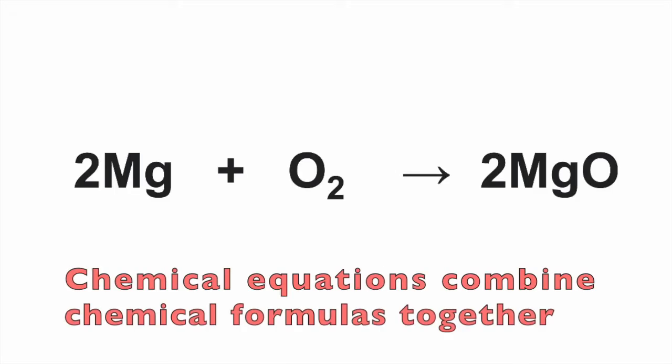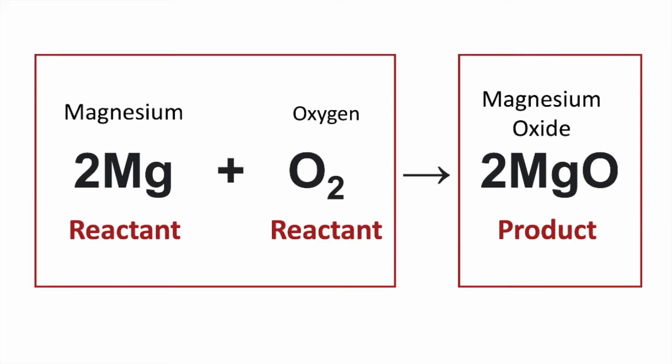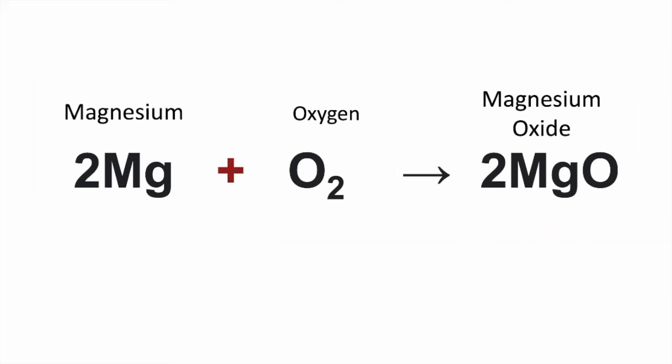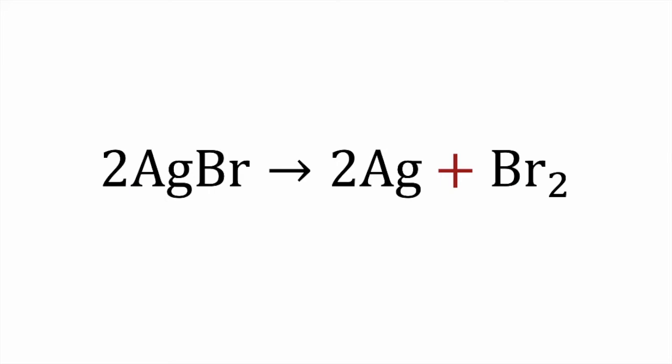Chemical equations combine chemical formulas together to show how the reactants are used up and how products are formed. A plus sign on the reactant side indicates that there are 2 or more reactants being combined. A plus on the product side would tell us that there is more than 1 product being made. And here's an example of a chemical reaction in which there's more than 1 product being made.